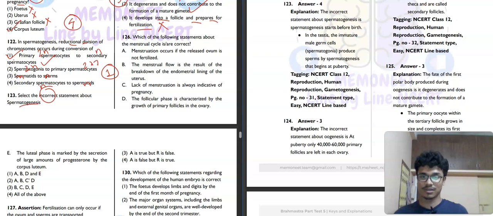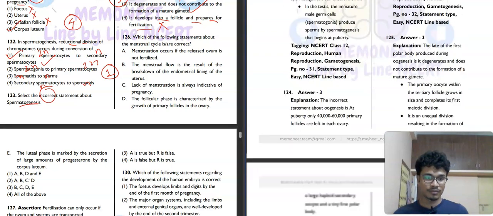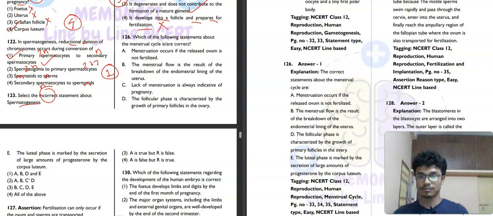Question number 126. It is saying, which of the following statements about the menstrual cycle is or are correct? Menstruation occurs if the released ovum is not fertilized. Absolutely correct. Then the menstrual flow is the result of the breakdown of the endometrial lining of the uterus, correct. Lack of menstruation is always indicative of pregnancy. No. Lack of menstruation could be due to stress, any genetic abnormality or any other factors. It is not always indicative of pregnancy.